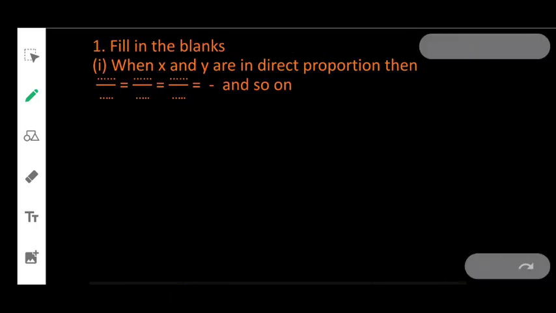Now moving to mental maths. Question number 1. Fill in the blanks. When x and y are in direct proportion, then dash by dash equal to dash by dash equal to dash by dash, and so on.